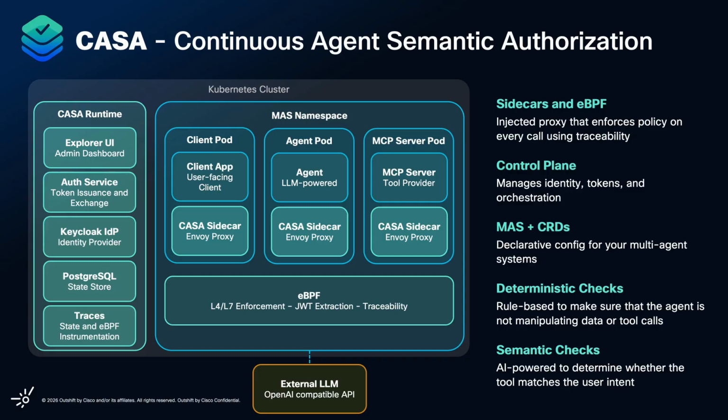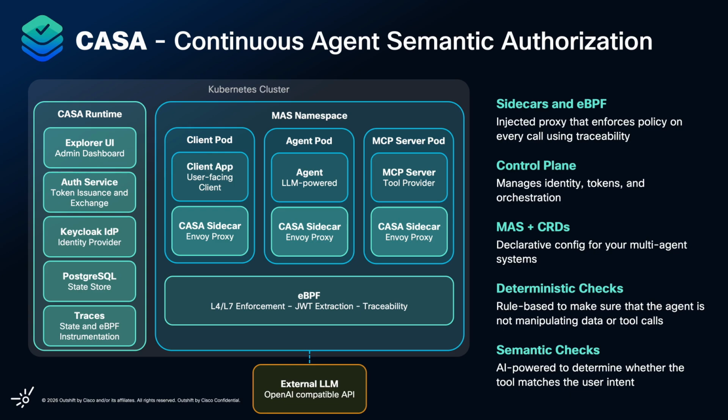Semantic checks complement the deterministic checks with AI-powered validation. These use an LLM-based task extractor and task-to-tool matcher to determine whether a requested tool actually matches the user's original intent. Even if a tool call passes all the deterministic checks, it can still be denied if it doesn't align with what the user asked for. For example, if a user asks for a bank account summary but the agent tries to initiate a bank transfer, the semantic check will catch that misalignment and deny the tool call.